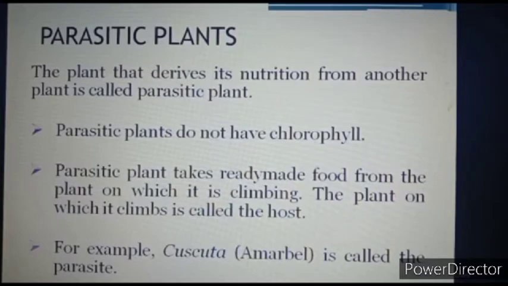Have you seen a yellow, wiry branch structure twining around the stem and branches of a tree? This is a plant called Cuscuta. It does not have chlorophyll.